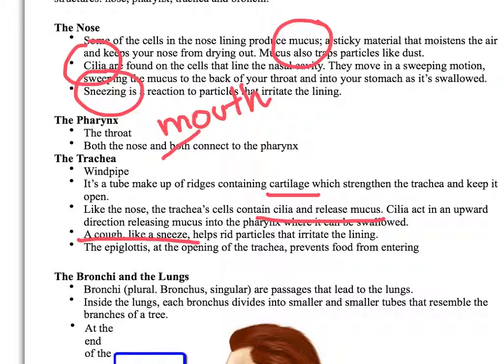of the trachea. The epiglottis is another protective mechanism at the opening of the trachea. It prevents any food from entering your windpipe. If food does enter your windpipe, your body's reaction is to try to cough it out. So it's a protective mechanism.